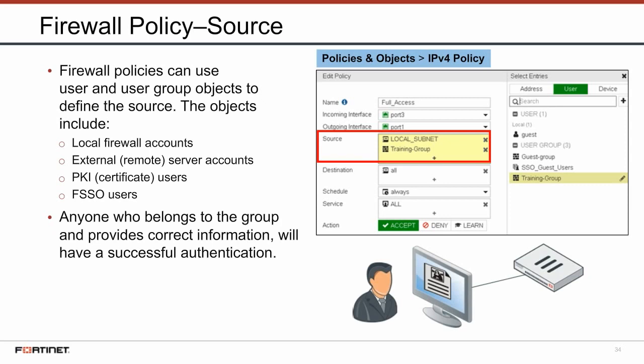You can use the source of a firewall policy for this purpose. The source of a firewall policy must include the source address, IP address, but you can also include the user, user group, and device type. In this way, any user, user group, or device that is included in the source definition for the firewall policy can successfully authenticate. User and user group objects can consist of local firewall accounts, external server accounts, PKI users, and FSSO users.